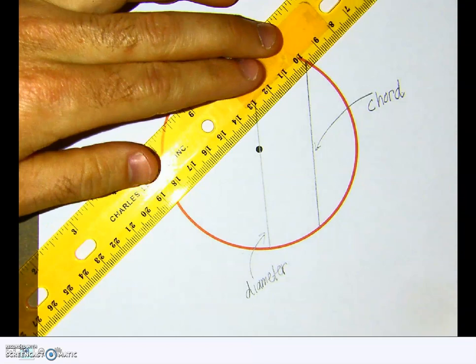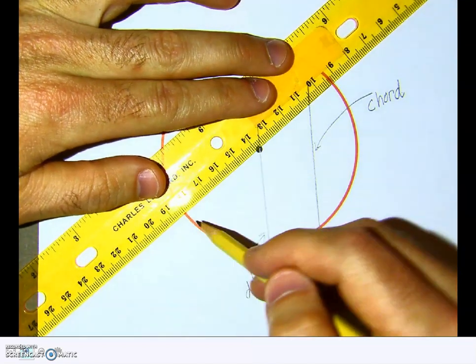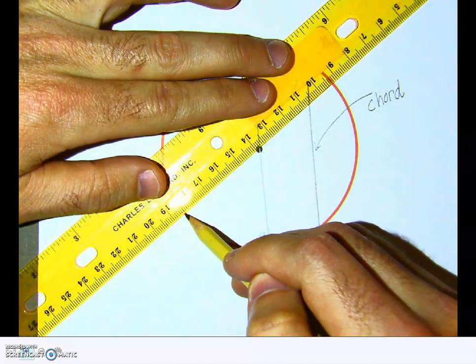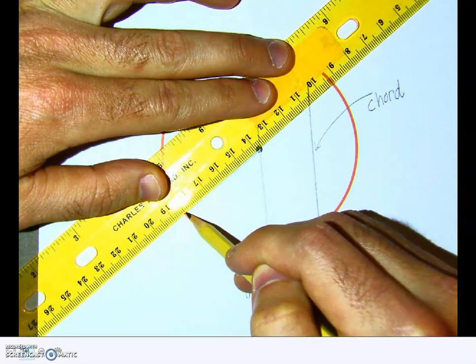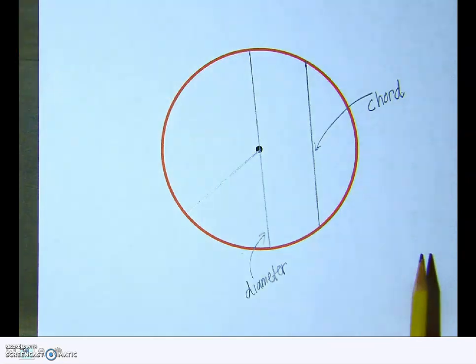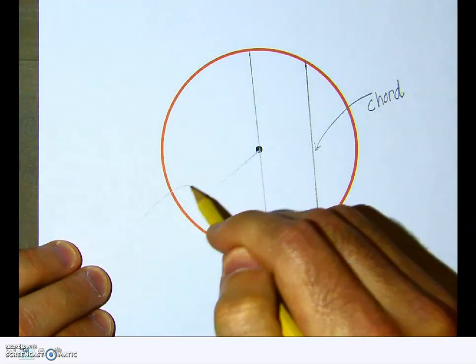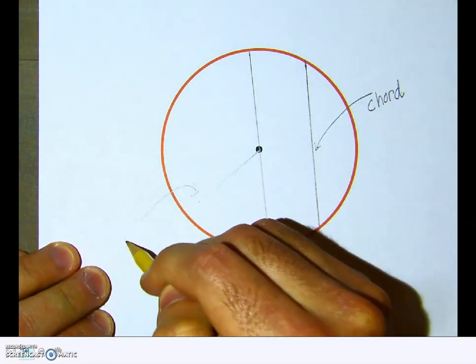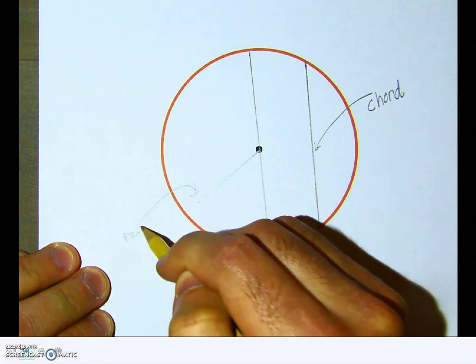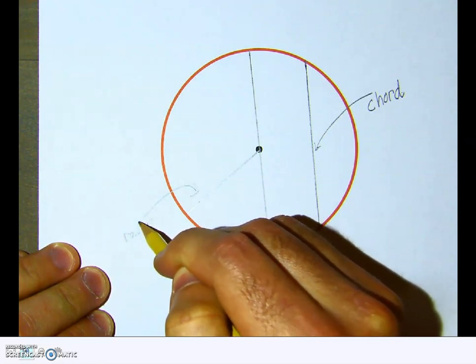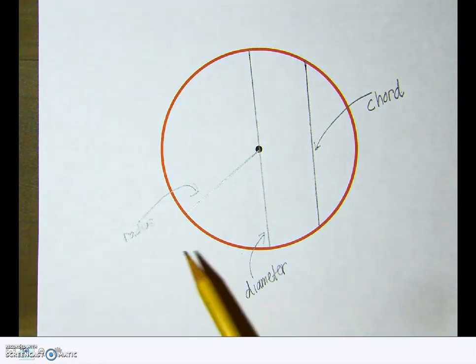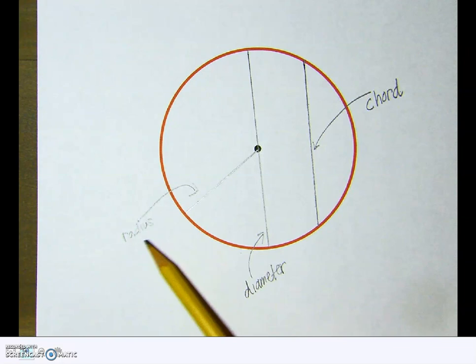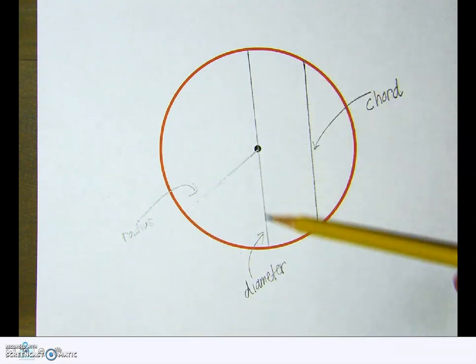A segment that goes from any point on the circle and ends at the middle of the circle has a name. That name is called a radius. Again, that's another word that you've probably heard of before. And you probably remember or even notice that a radius is going to be half the diameter.